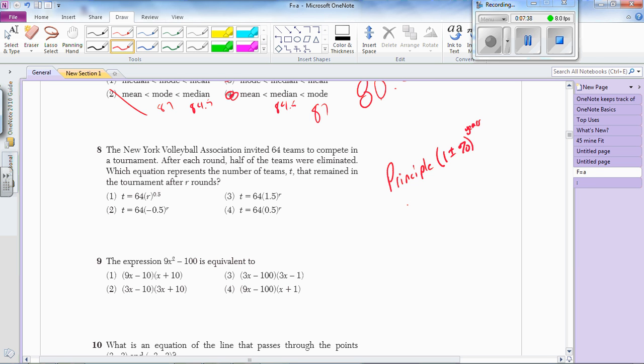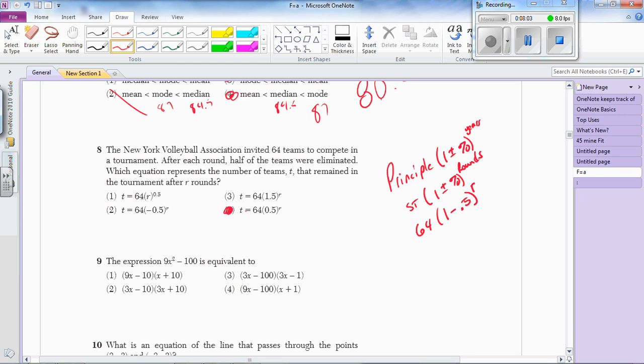In this case, we're going to have the start amount, or the starting numbers, 1 plus or minus the percent, all raised to the number of rounds. Same kind of a problem. So we're going to start with 64 teams. We're going to do 1, and then because we're losing half the teams, we're going to subtract 0.5, raised to the number of rounds, which is R. And that answer is choice 4.